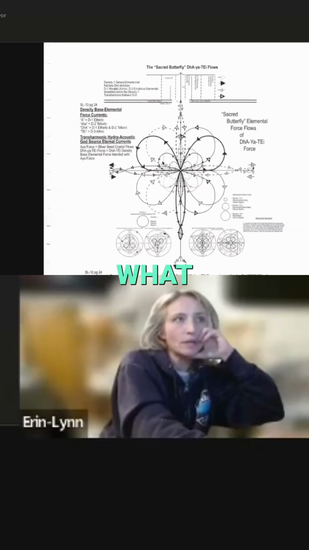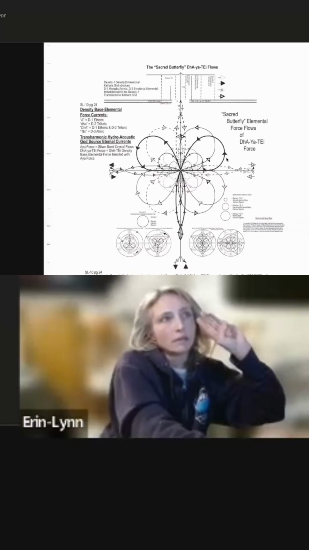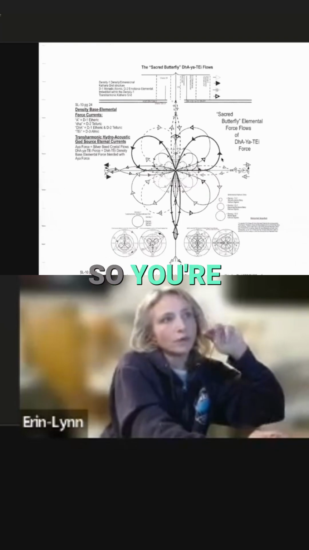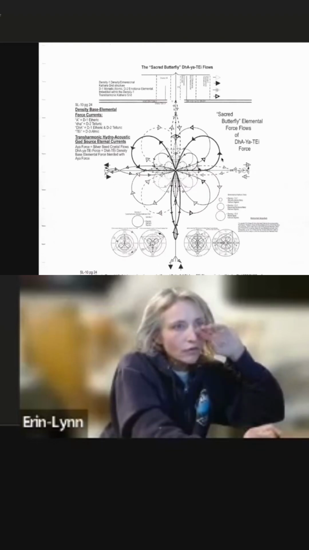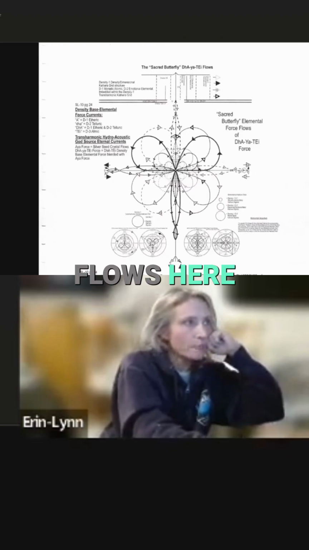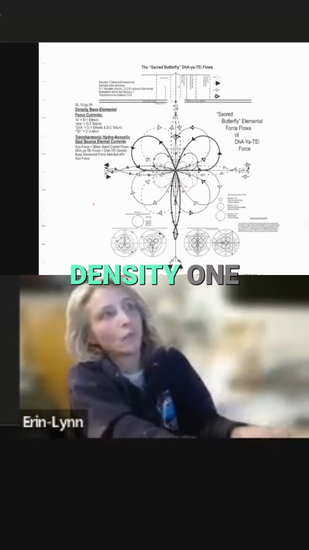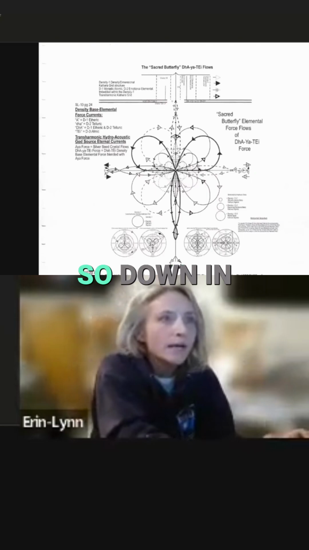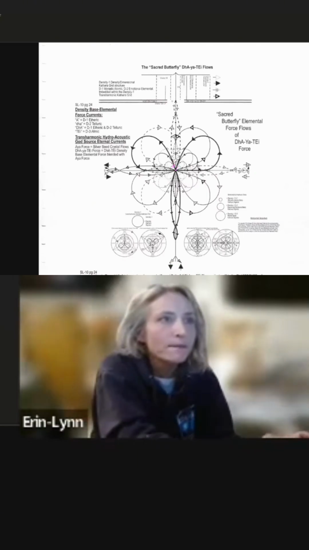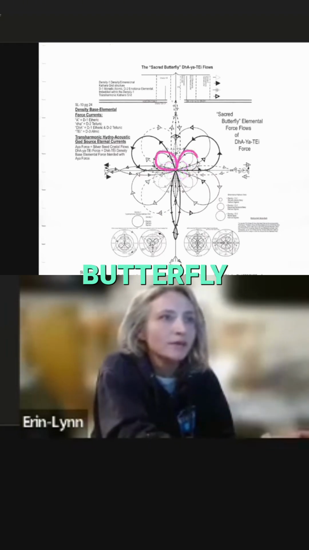Here we see, let's break these currents down a little bit more. You're actually looking at density 1 flows. So you're seeing 4 sets of sacred butterfly flows here, because this would be for dimension 1, dimension 2, dimension 3, and then density 1 counts as its own thing. Down in here, we see the first dimension sacred butterfly flows, second D2 level sacred butterfly flows. I'm sorry, I'm not very good at drawing with this mouse. Then third dimensional sacred butterfly flows.